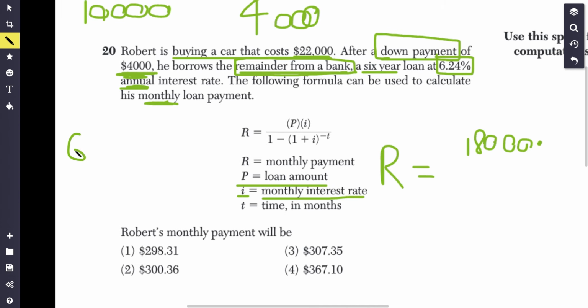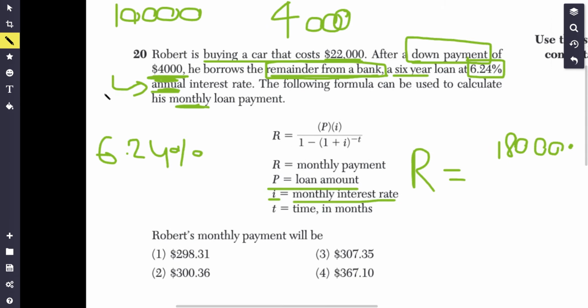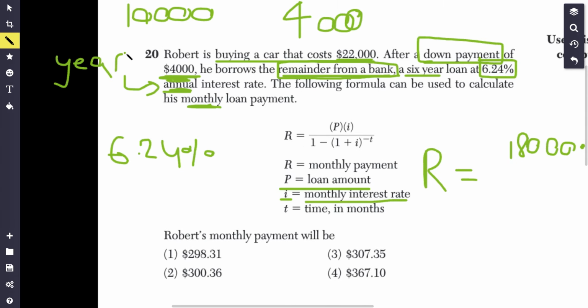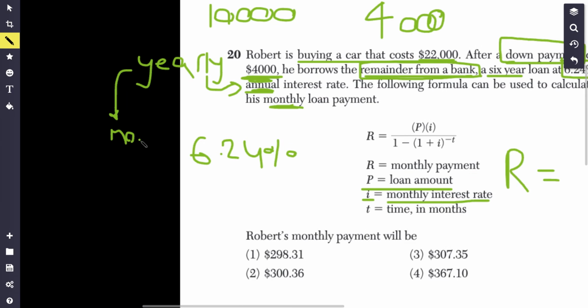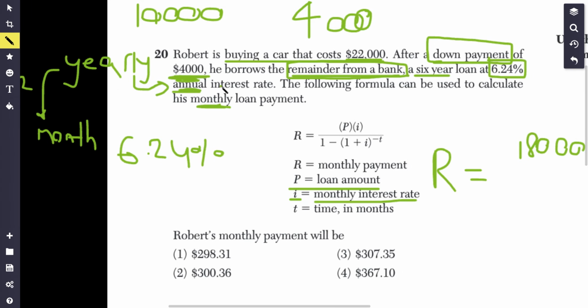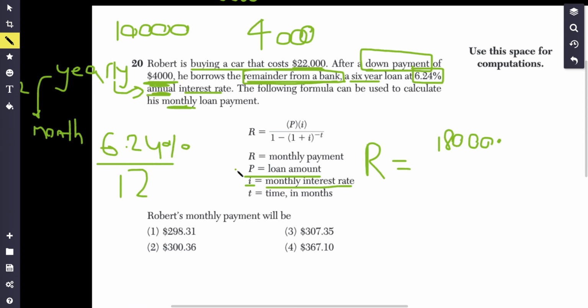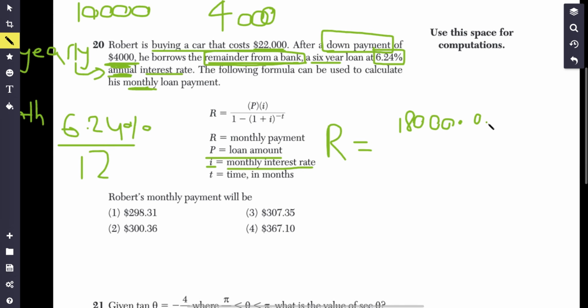Now we know that 6.24% represents the annual interest rate, and annual is a fancy term for yearly. If I want to convert from years to months, I divide by 12. So to convert from the yearly interest rate to the monthly interest rate, I'll just divide this by 12. So 6.24%, divided by 12, I'm going to get 0.0052.